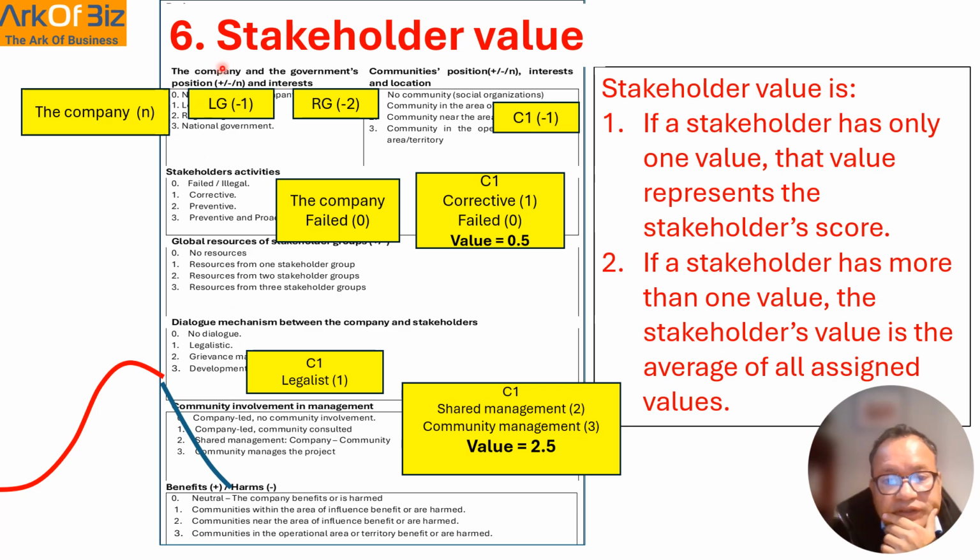Okay, now let's go to the next consideration: how to calculate stakeholders' value. Let's take a look at these examples. In the stakeholder mapping for this social conflict, we have the following stakeholders. The company, which is always neutral and is assigned a value of 0, or neutral, and doesn't participate in the social license to operate calculation.